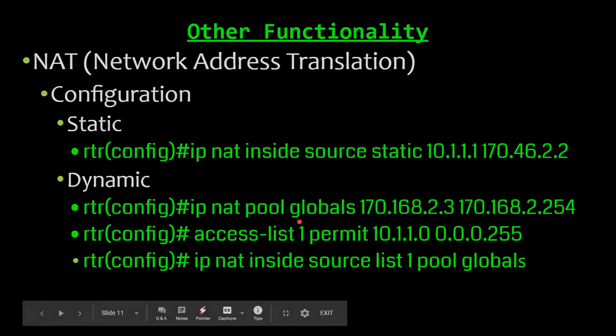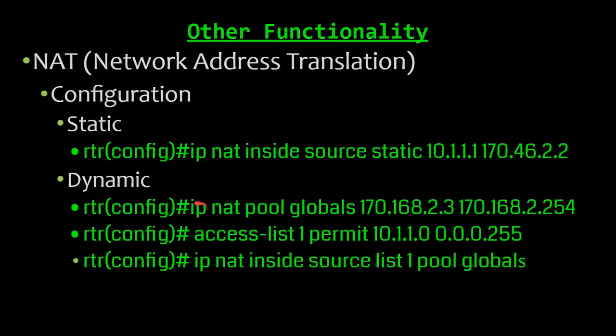Okay, I'm sorry. I got my commands messed up here. This is going to say IPNAT, set up a pool called globals, all right? And this is a pool of IPs from 170.168.2.3 all the way to 170.2.254, okay? Then I have to do an access list.